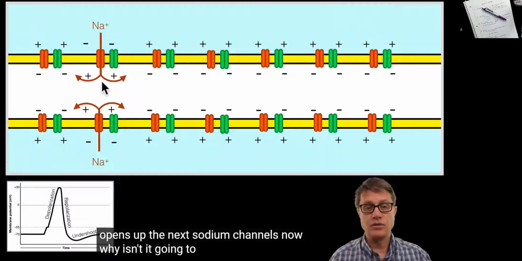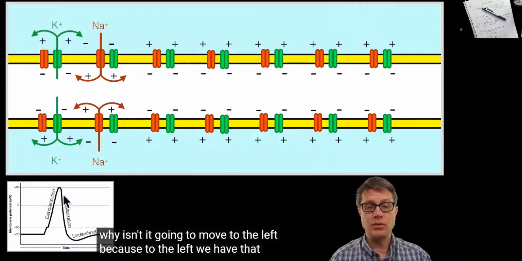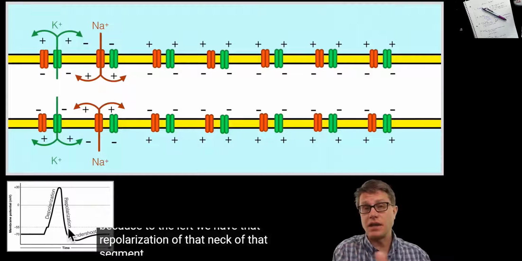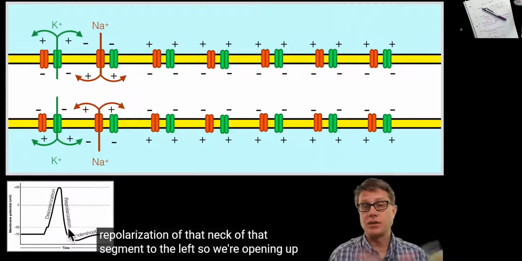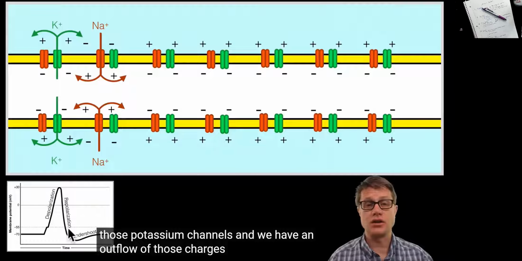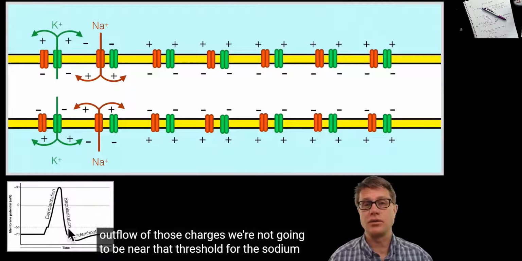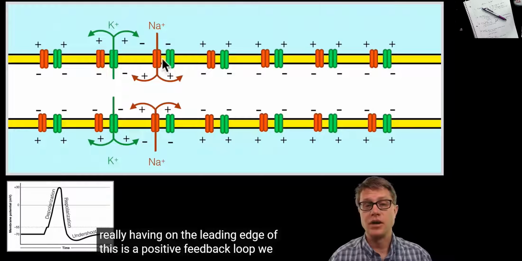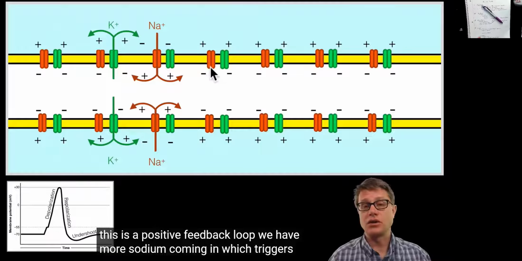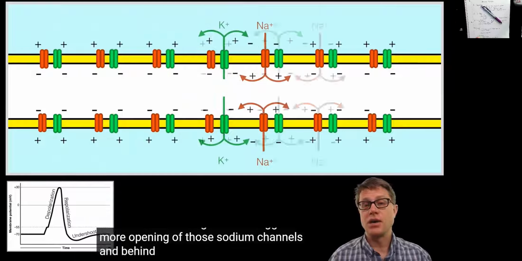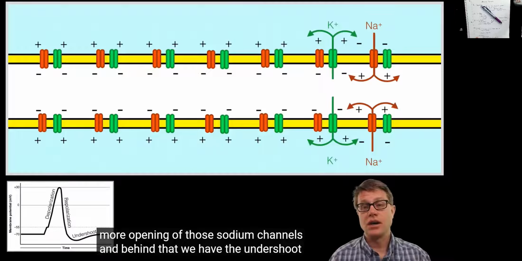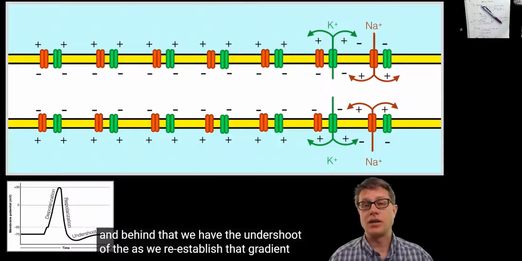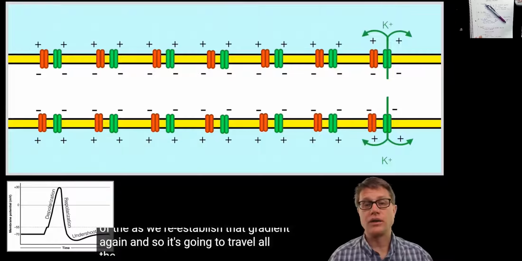Now, why isn't it going to move to the left? Because to the left, we have that repolarization of that segment. So we're opening up those potassium channels, and we have an outflow of those charges. We're not going to be near that threshold for the sodium voltage-gated channels. And so what we're really having on the leading edge of this is a positive feedback loop. We have more sodium coming in, which triggers more opening of those sodium channels. And behind that, we have the undershoot as we reestablish that gradient again. And so it's going to travel all the way down the axon.